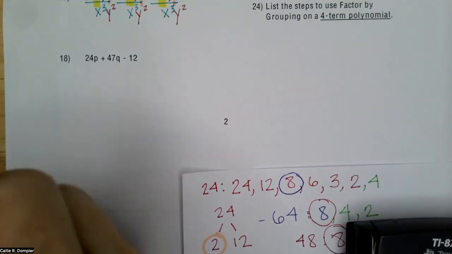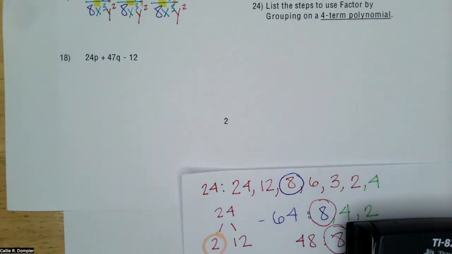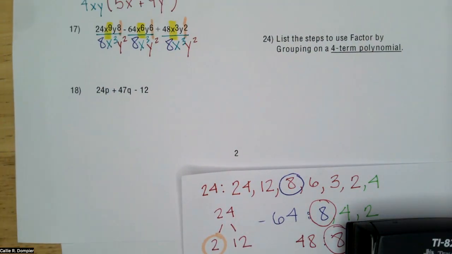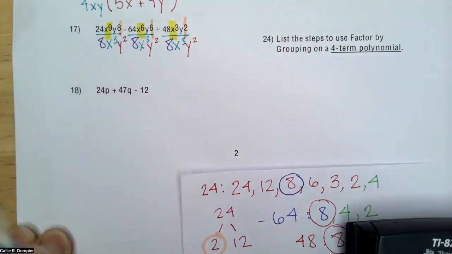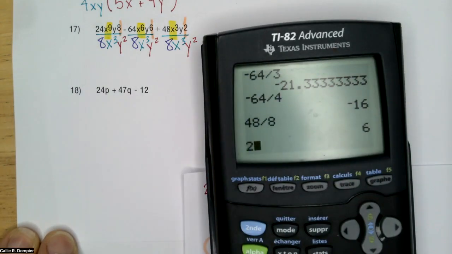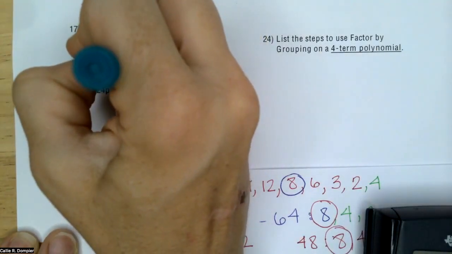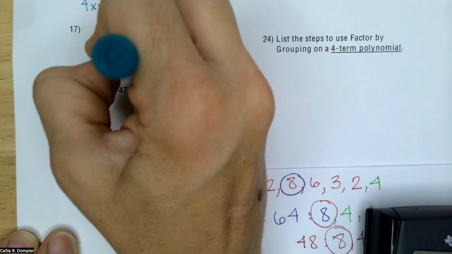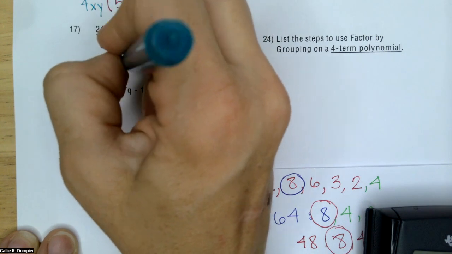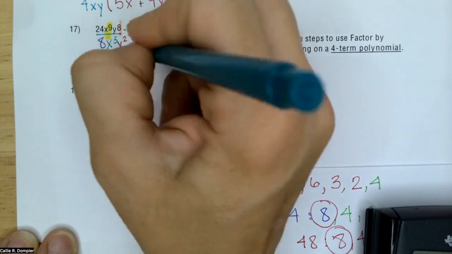8x to the 3rd y squared is the greatest common factor for numbers such as this. Good. 24x to the 9th y to the 8th divided by 8. 24 divided by 8 is 3. x to the 9th divided by x to the 3rd is x to the 6th, because we're just subtracting. y to the 8th divided by y squared is just y to the 6th.